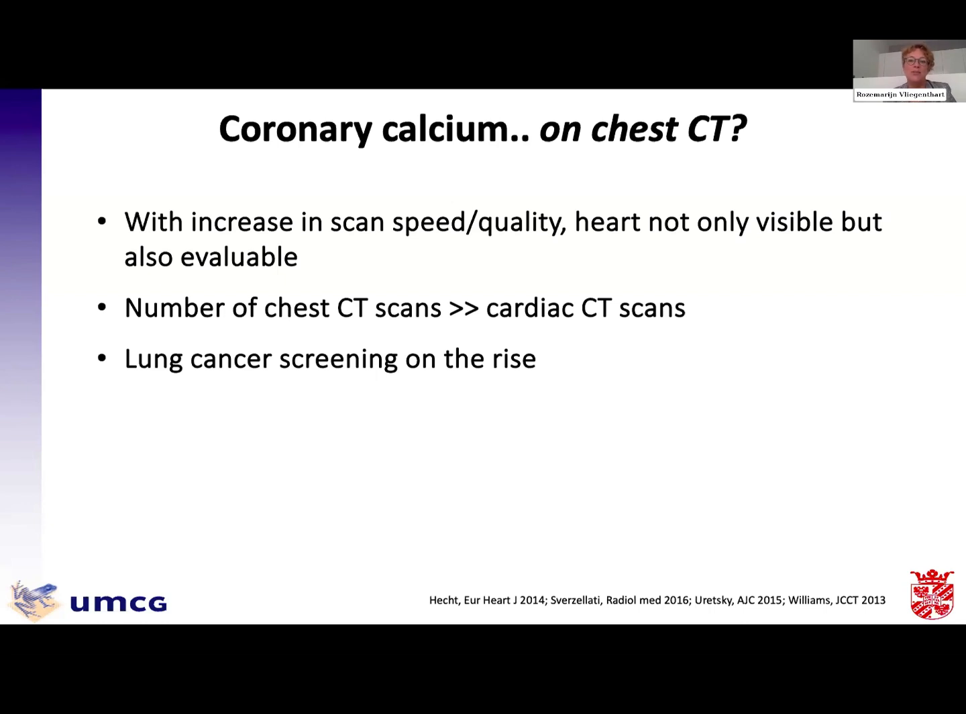And that means that we can also see if there are coronary calcifications. Plus, the amount of chest CTs that are performed are way larger at this moment in clinical practice than cardiac CT scans. And so this could provide us with an opportunistic screening for cardiac risk beyond the mere indication for the chest CT. Furthermore, we know that lung cancer screening is on the rise, and there are starting programs in a number of countries in Europe.